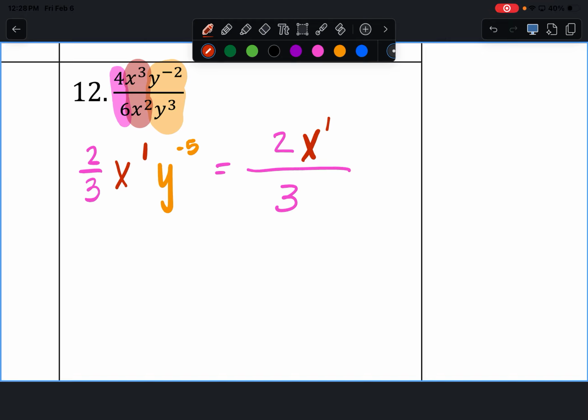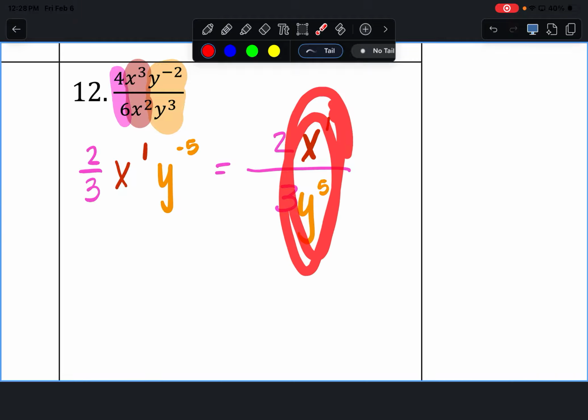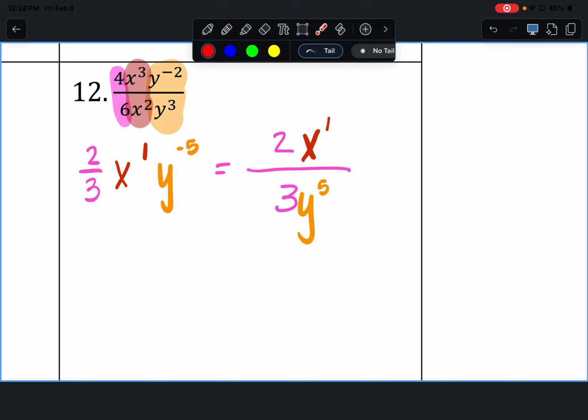Next to the 2. I thought you said x to the 2, and I was like, wait, no. Next to the 2. Okay, what about the y? Where does the y need to go? Yep. So we should have 2x divided by 3y to the 5th. And can I simplify this x over y? No. Why not? They're not like, they don't have the same base. We can't do that.